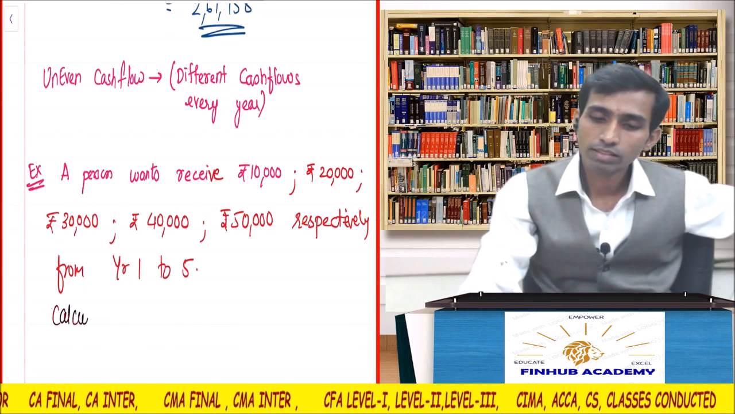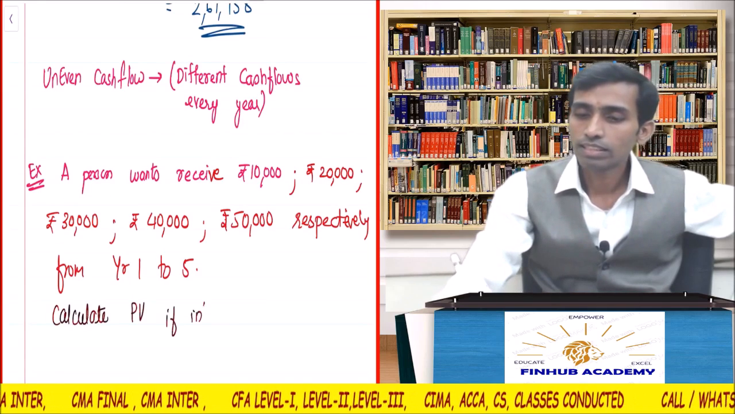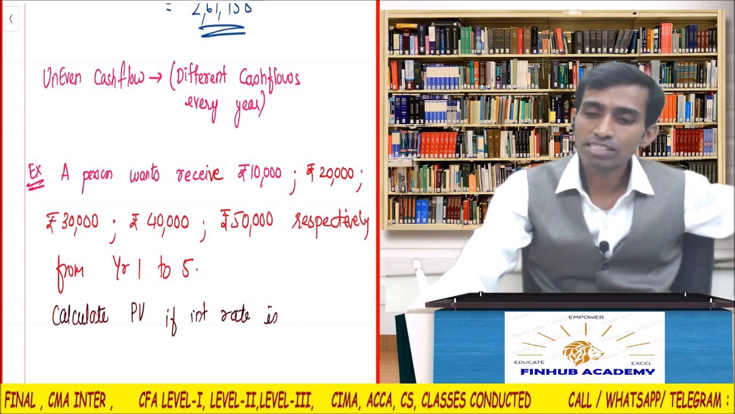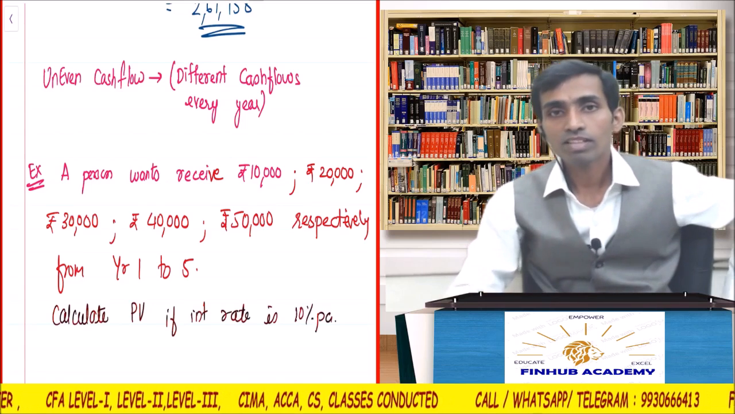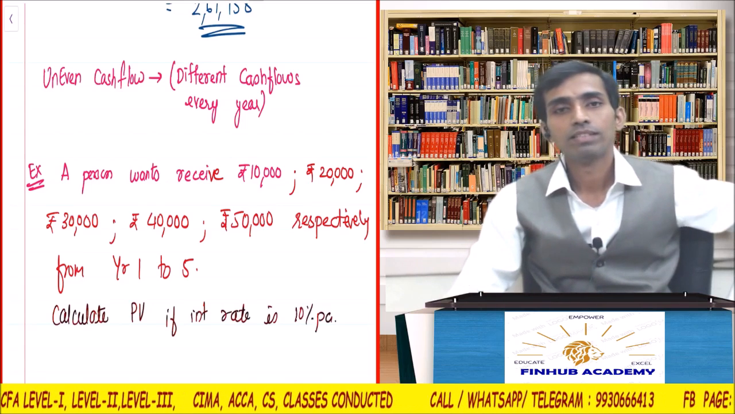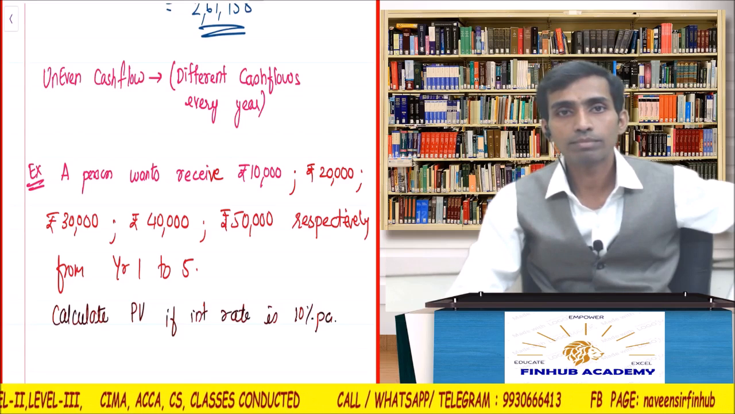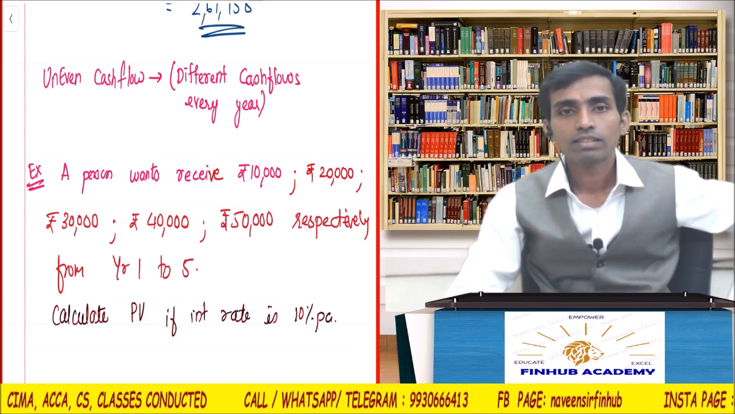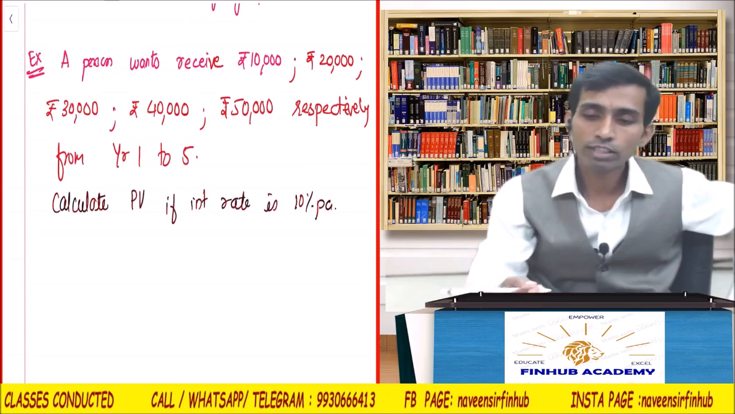Calculate the present value if the interest rate is 10% per annum. Everybody copied? Can you apply the formula here? Annuity formula.